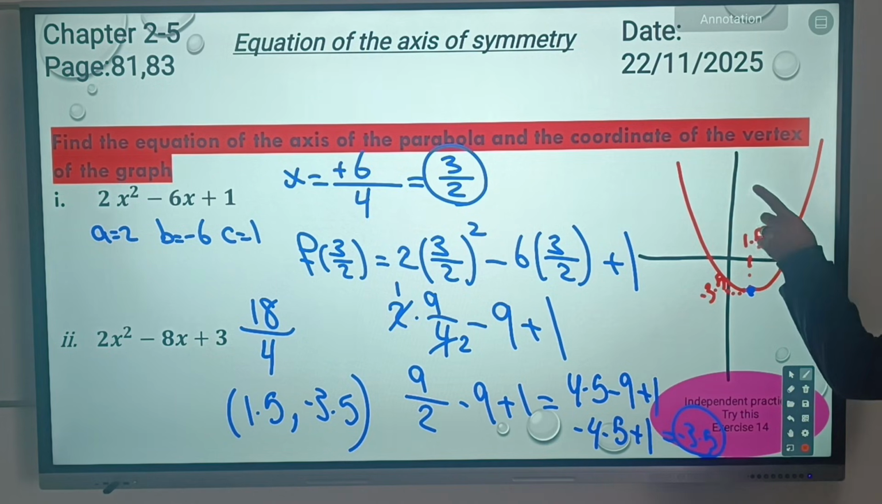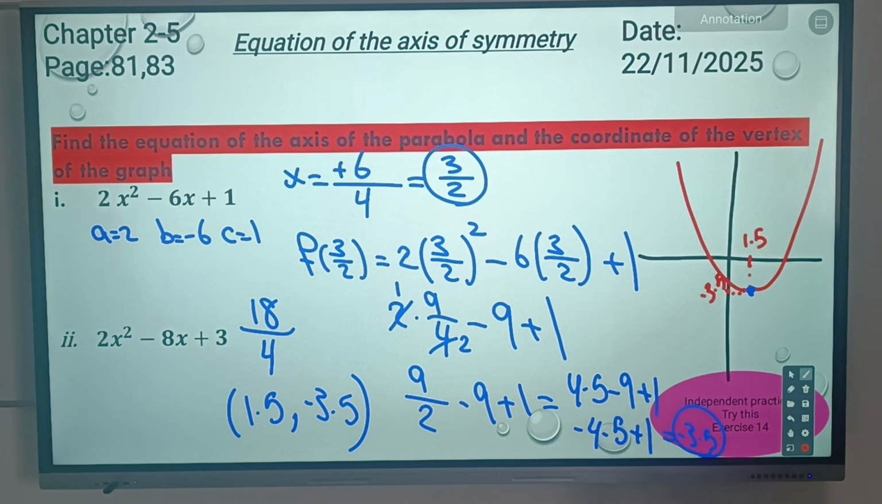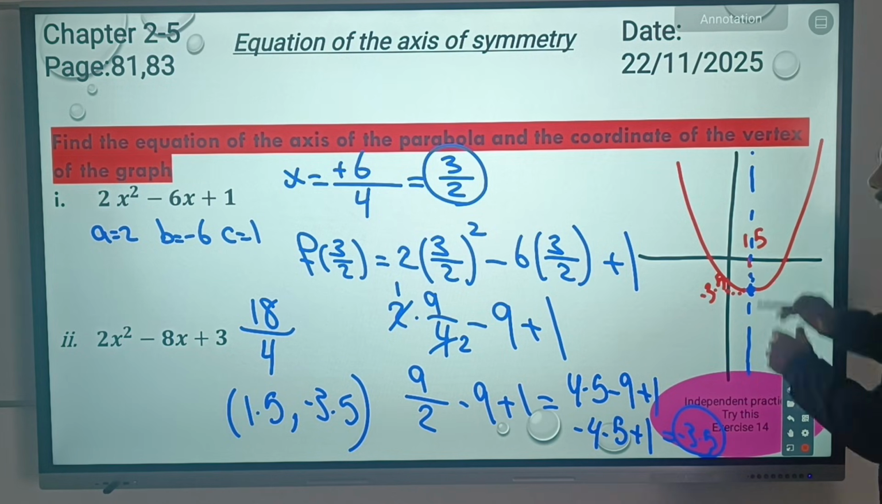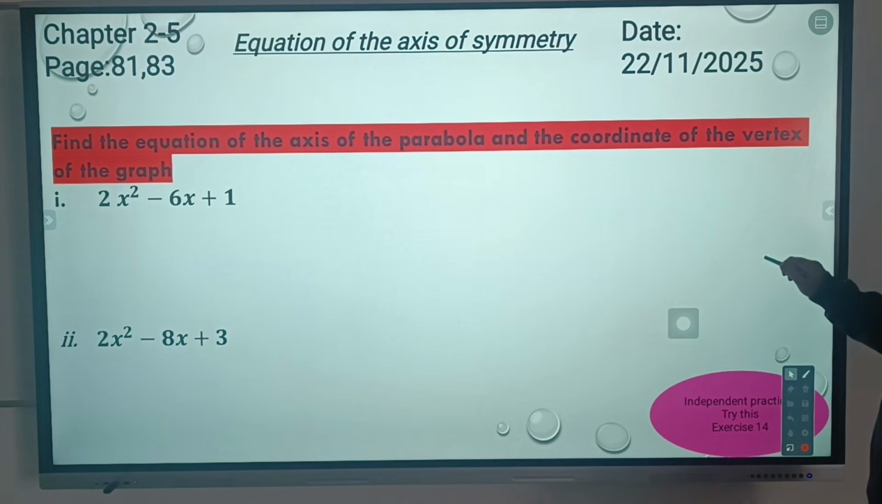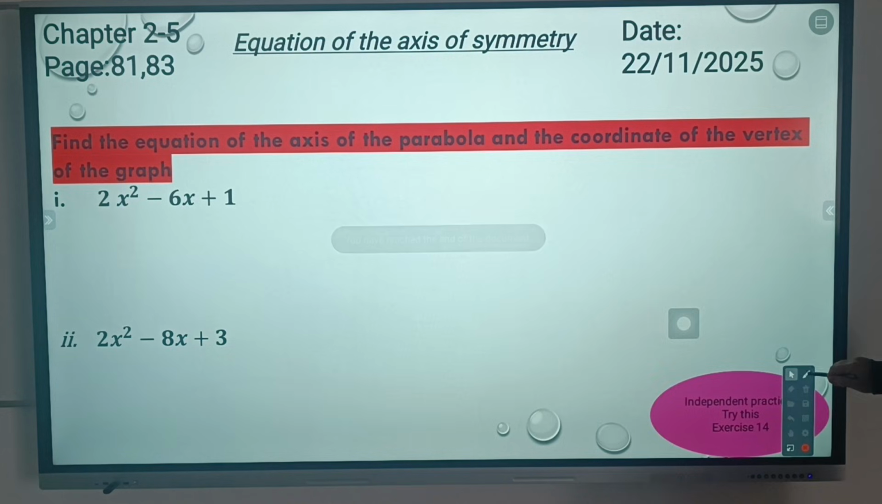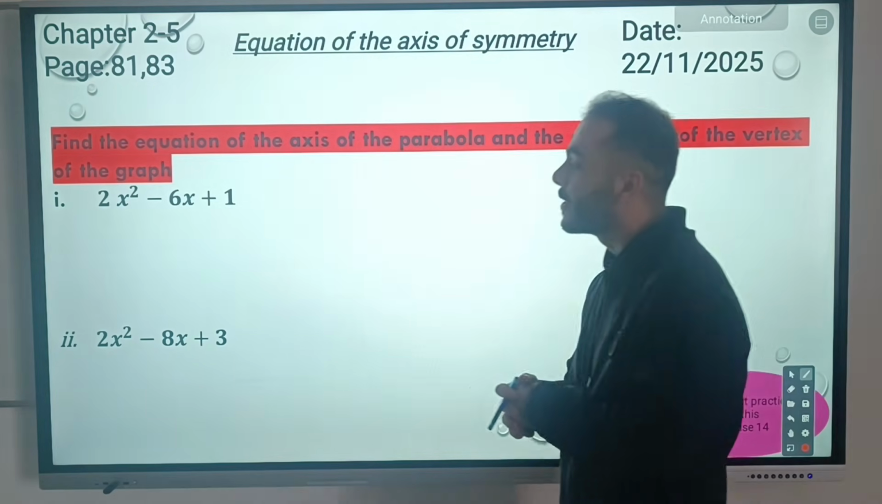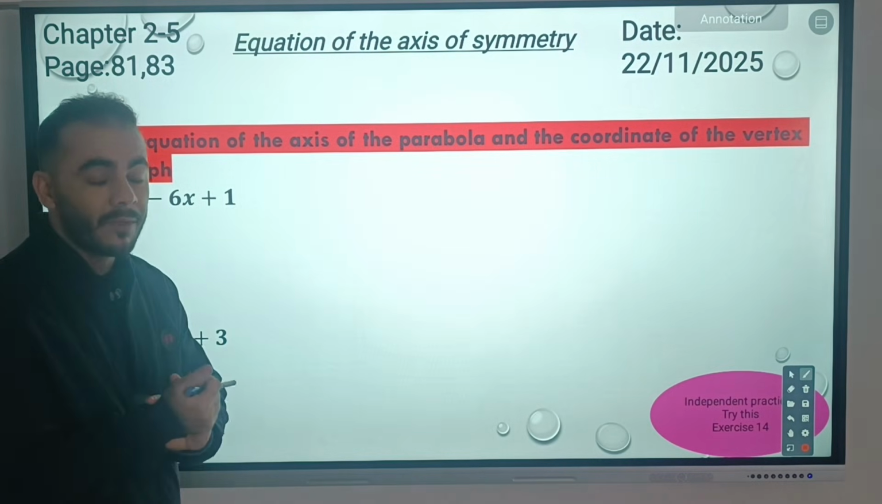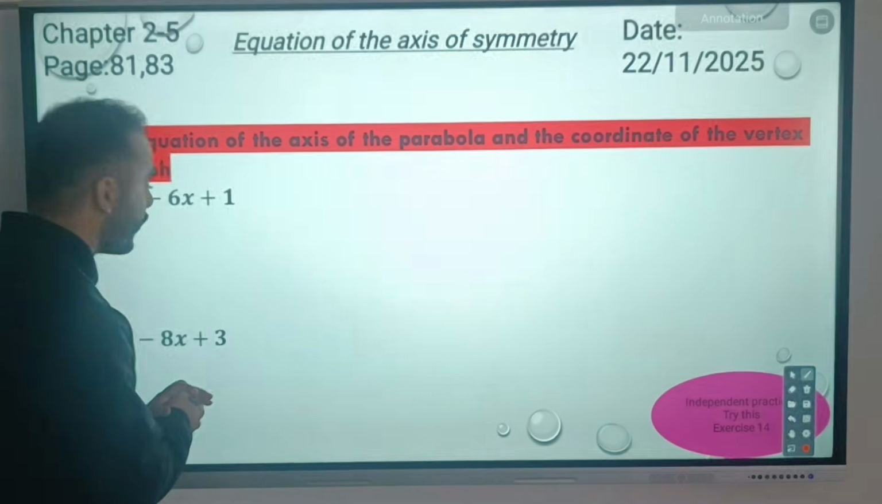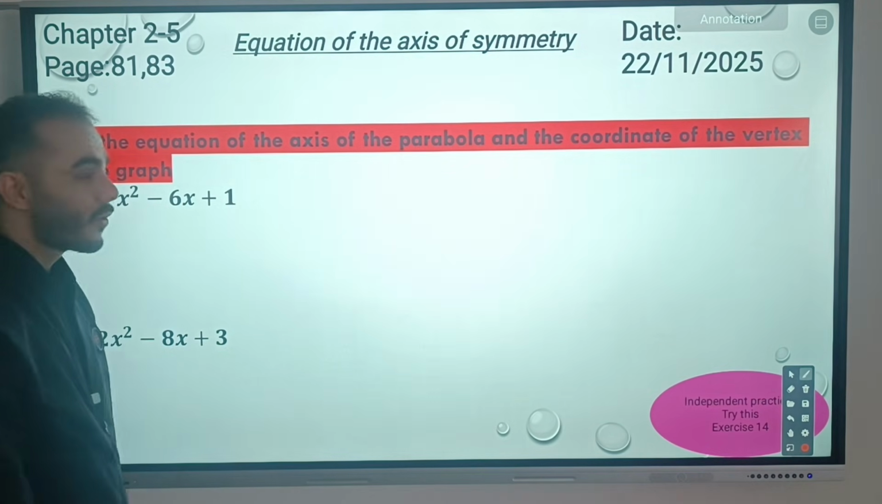Since the coefficient of x squared is positive, our graph would face up, and the axis of symmetry, of course, is here. So the axis of symmetry, which is x equals 3 over 2, will divide our parabola into 2 equal parts. Perfect. Let me see whether we have got questions. No, this is going to be the last question regarding this section. A very easy and short section, but at the same time very crucial and important for the upcoming grades, especially for grade 12.